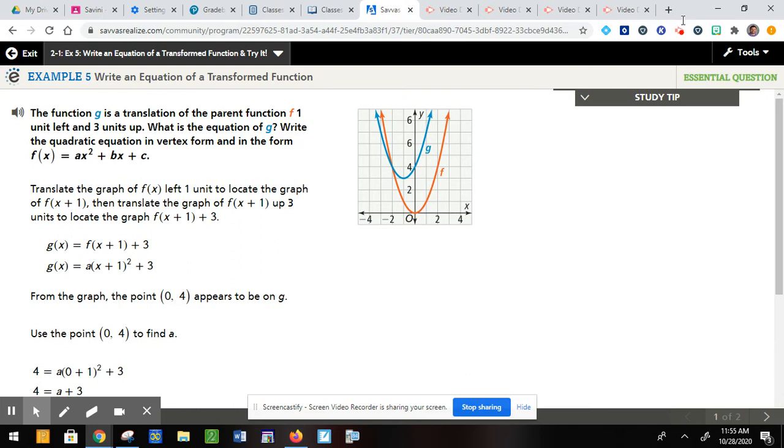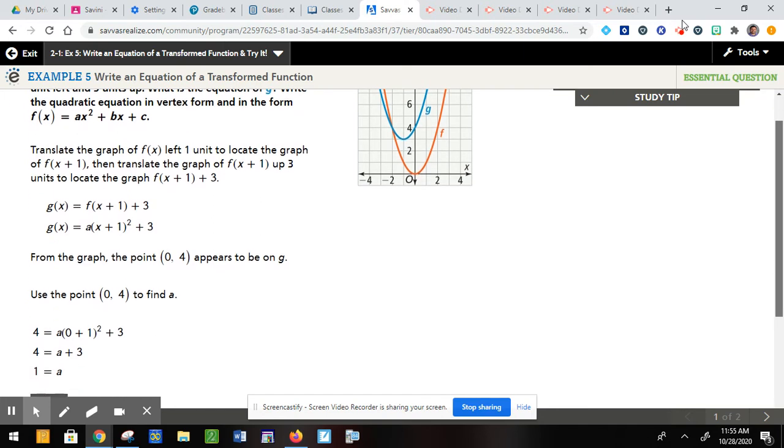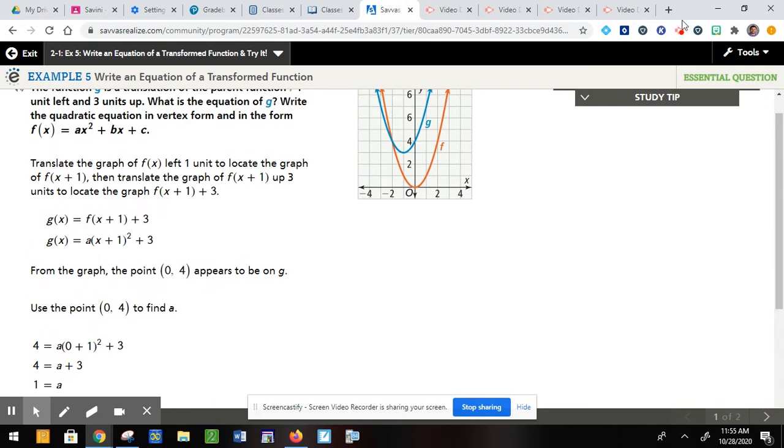So let's take a look at how you could figure that out. 2 ways. Let me talk you through what the book is telling you to do, and then I'll give you a shortcut. But the safest way to do it is what they're suggesting, which is find another point on the graph. It says 0, 4 appears to be on g, which is true. That's right there. And then what you can do is substitute 0 in for x and 4 in for y and solve for a like we were. And when you do that, you get that a is equal to 1.